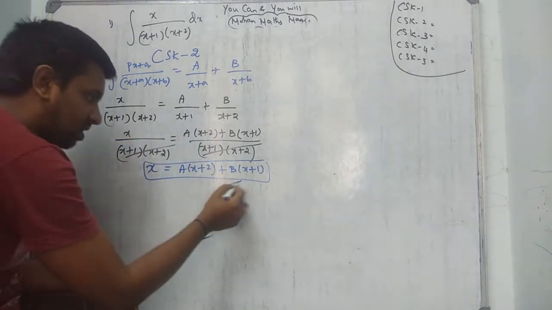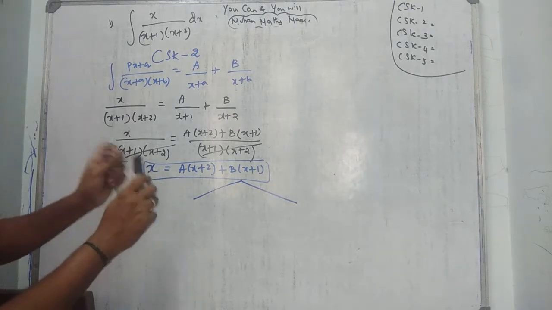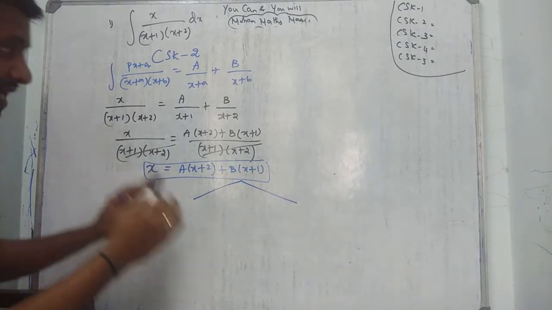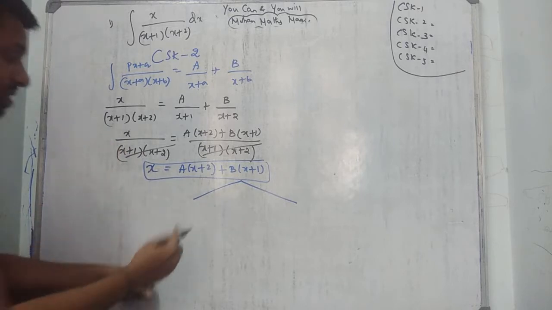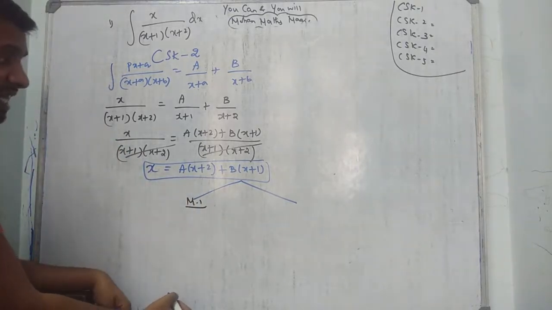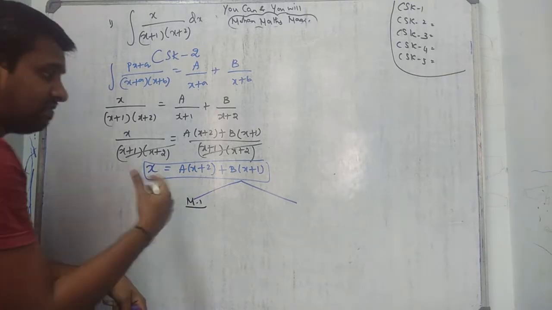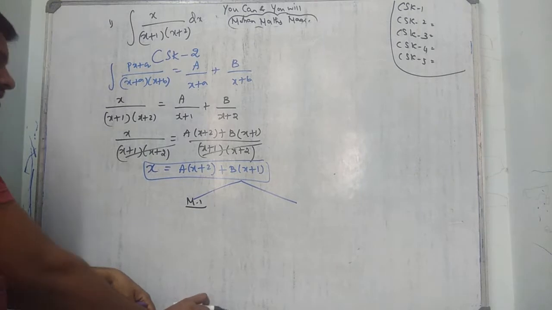From here, there are two methods. I will teach you both methods for the first sum. See carefully, and then you can apply whichever method suits you. The first method is a shortcut. Method number 1: I need to get the A and B values, so I need to eliminate either A or B.